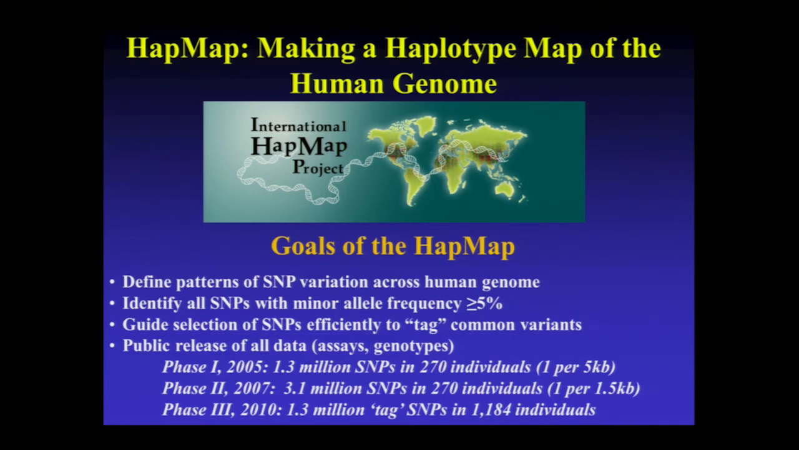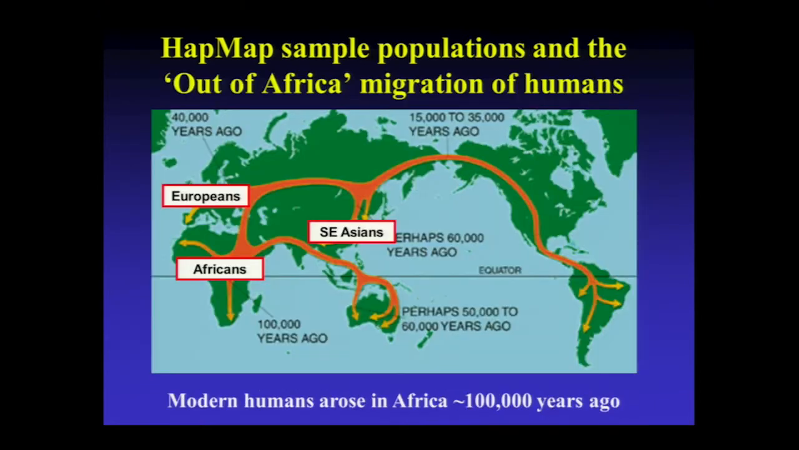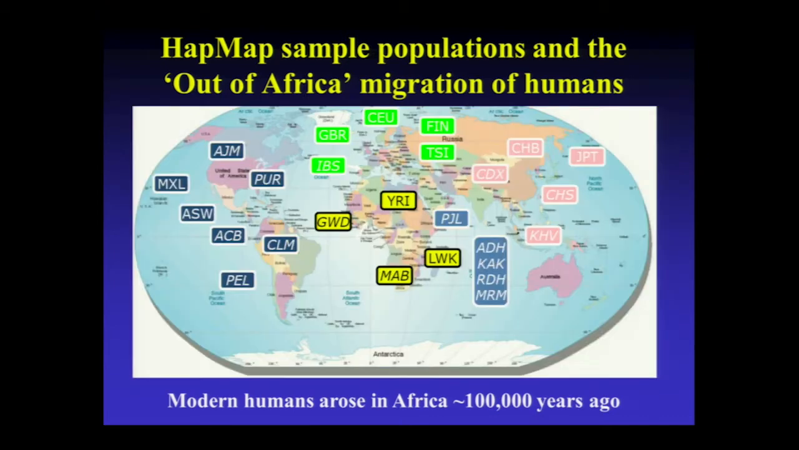And it was done in three different phases that overall found about 3 million variants looking across more than 1,000 individuals. They chose specific populations to study based on what was thought to be the patterns of how modern humans migrated, with this out of Africa hypothesis. And so these were the different populations that were studied, trying to look at different ethnic groups who were spaced strategically around the world.